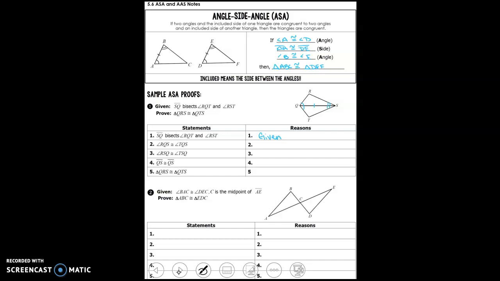Angle RQS is congruent to TQS, because of angle bisector. And then angle RSQ is congruent to angle TSQ, again because of the definition of angle bisector. I'm running out of room there a little bit, but definition of angle bisector. And then QS is congruent to QS, because of the reflexive property.